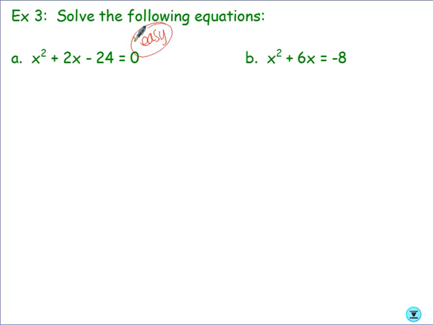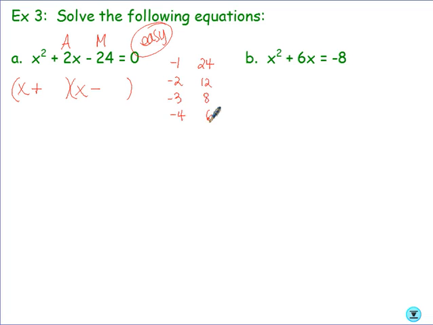So we are looking for two numbers that multiply to give us negative 24 and add to give us 2, parentheses, x's. If I have to multiply to get a negative, I have one of each. If I have to add to get a positive, the bigger one is positive. This is your bigger number. My options for 24: negative 1 and 24, negative 2 and 12, negative 3 and 8, and negative 4 and 6.